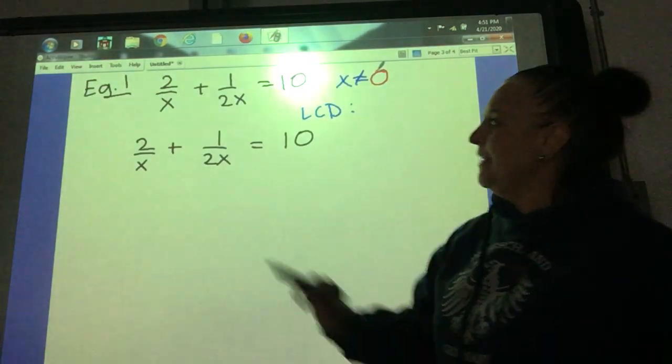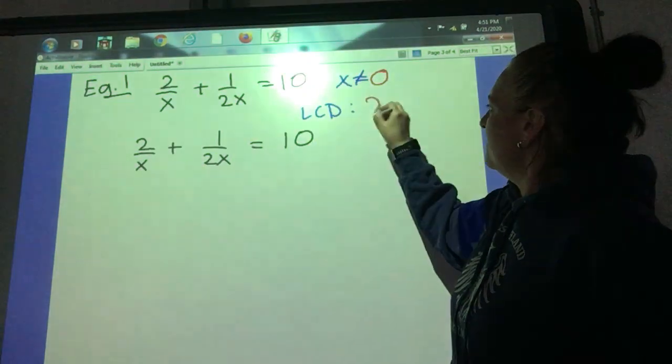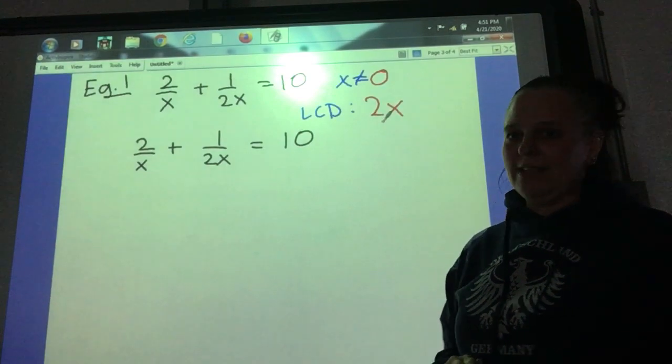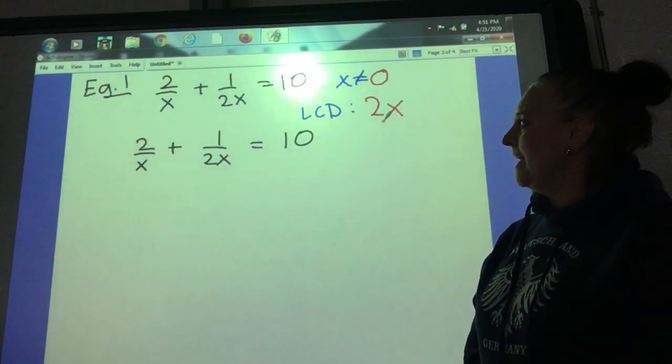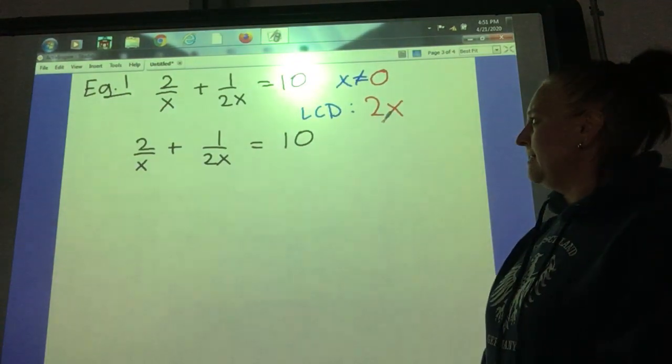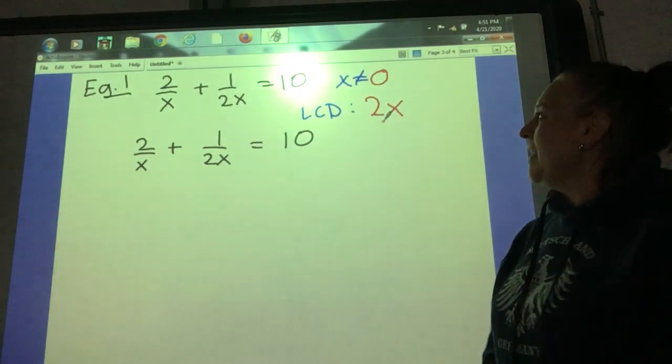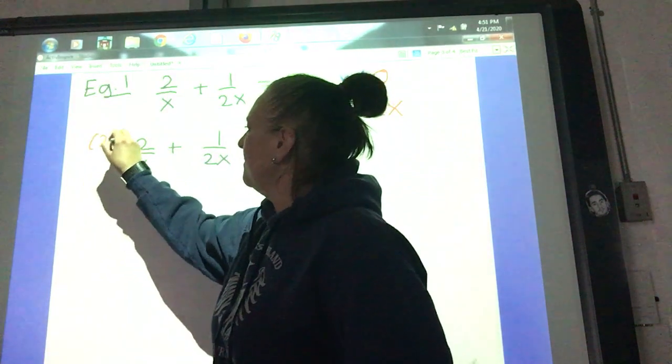What's the LCD? We have an x, we have a 2x, so the LCD is 2x. Hopefully that's okay for now. If you've done all your work from the adding, subtracting expressions, you should be pretty good at finding LCDs. Okay, step number 3. We multiply every term by 2x.